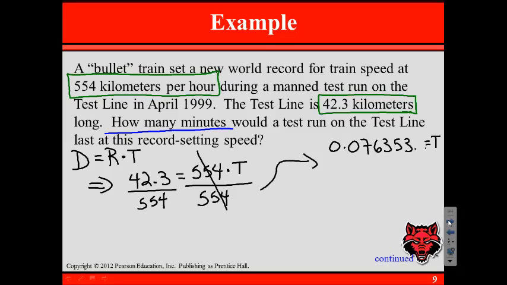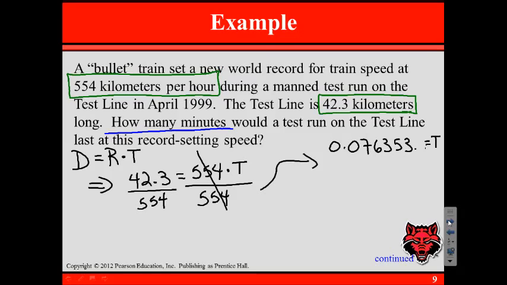Now let's talk about what unit t actually represents at this point in time. If we look at the boxed values, we had a boxed value distance of 42.3 kilometers. We also had a boxed value speed of 554 kilometers per hour. As we divided, what we've actually found is the number of hours that it took for a test run on the test line. But if you look at the underlined piece of information in the last sentence, we actually want how many minutes. We need to change this number of hours to a number of minutes.